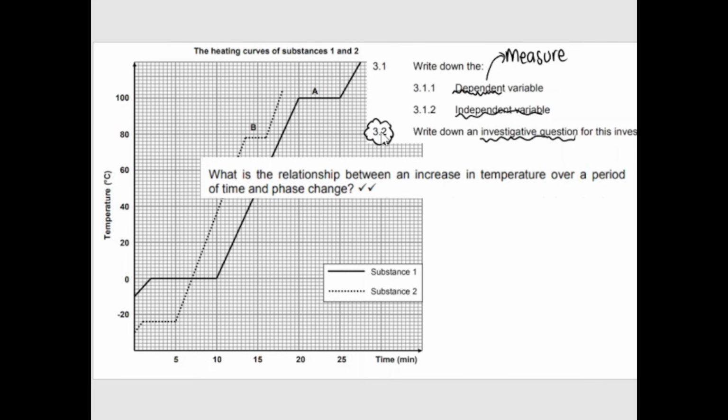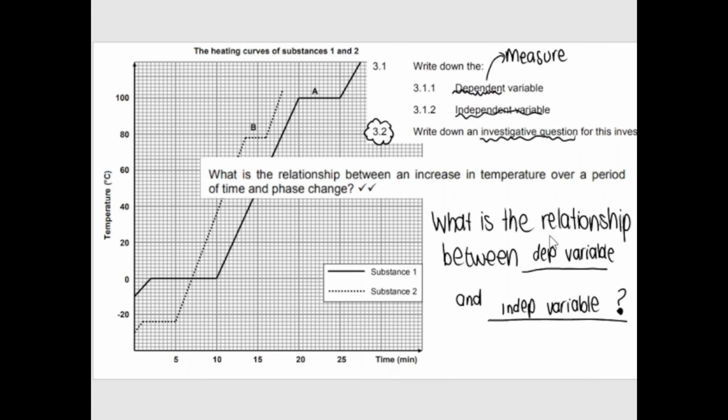There's two very important things that I want you to take note of when it comes to an investigative question. Three things actually. The first thing is I always want you to start your investigative question with what is the relationship between? Always. Then I want you to always mention both variables. So what is the relationship between the dependent variable, so you fill in whatever your dependent variable is, and then you fill in the independent variable, and you must put a question mark. If you don't put a question mark, they're going to take marks off because it's an investigative question.